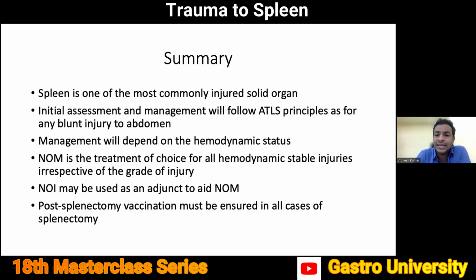So to summarize, spleen is one of the most commonly injured solid organs. Initial assessment and management will follow the ATLS principles as per any blunt injury to the abdomen. The management of splenic injuries per se will depend on the hemodynamic status of the patient, irrespective of the grade of injury. NOM, again, is the treatment of choice for all hemodynamically stable patients, and operative management would be the treatment of choice for all hemodynamically unstable patients.